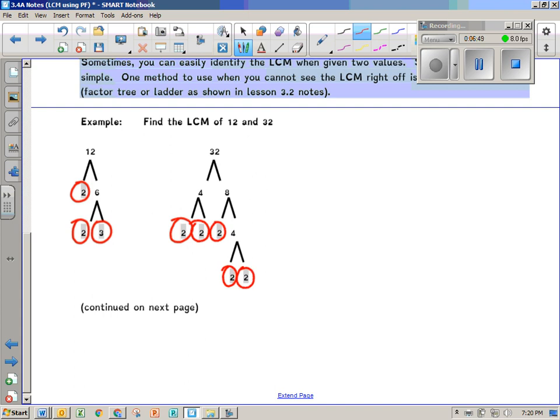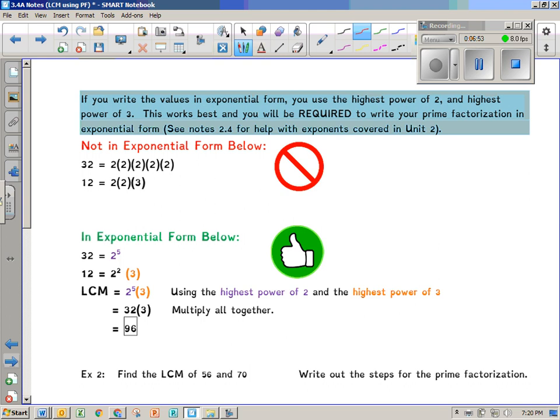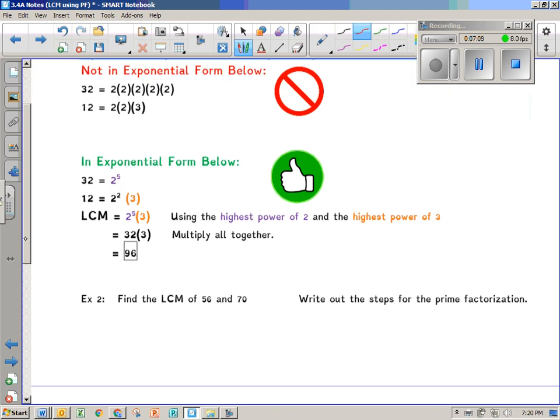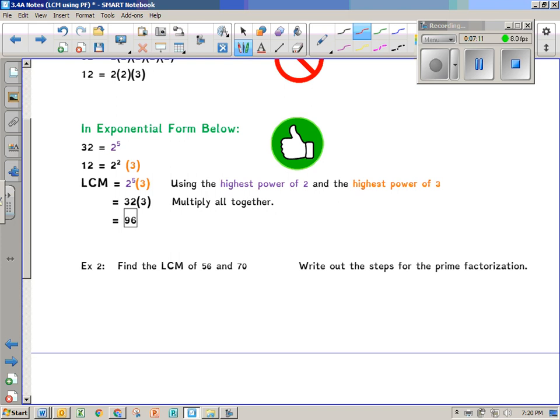We just kept breaking down each number until we only had primes. So I wrote it out in non-exponential form first. We had 3 2s, 4, 5 2s to get 32, and then 2 2s and a 3. So we're not going to write it that way. We're going to write it in exponential form instead, just like we did when we were working on greatest common factor. So 32 would be 2 to the 5th, 12 would be 2 to the 2nd, times 3.